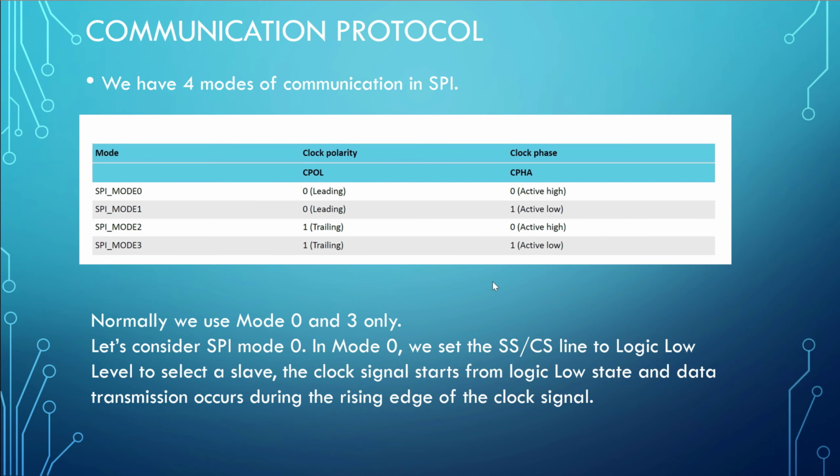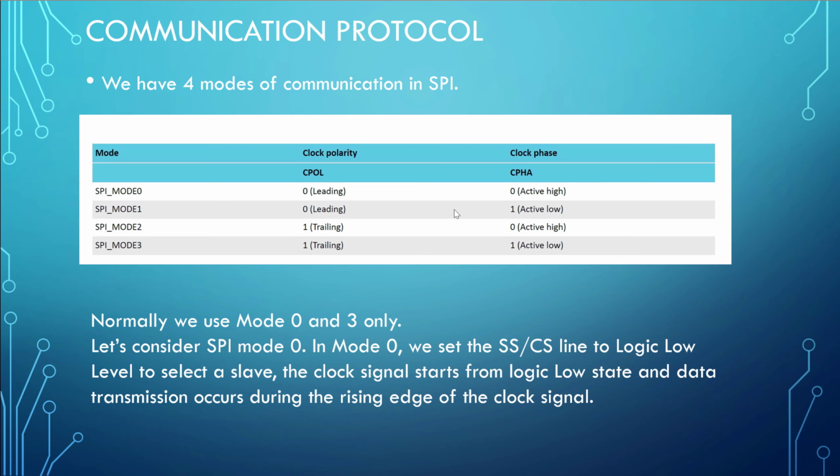Let's see how SPI communication works. In this we have 4 modes. Mostly we use SPI mode 0 and SPI mode 3. These modes set the behavior of data reading and writing. So normally we use mode 0 and 3.